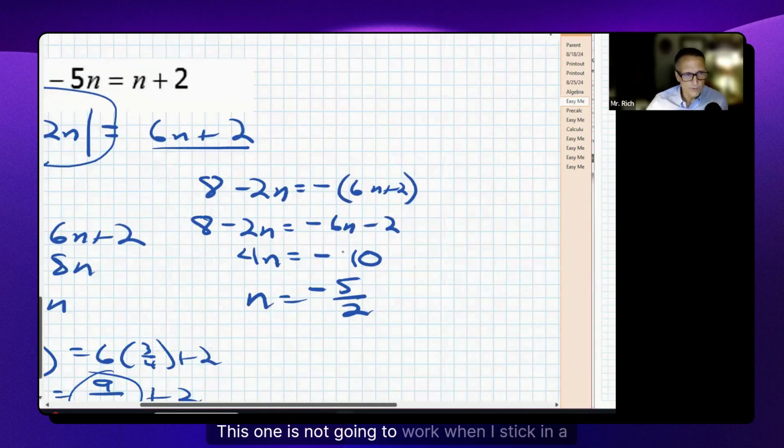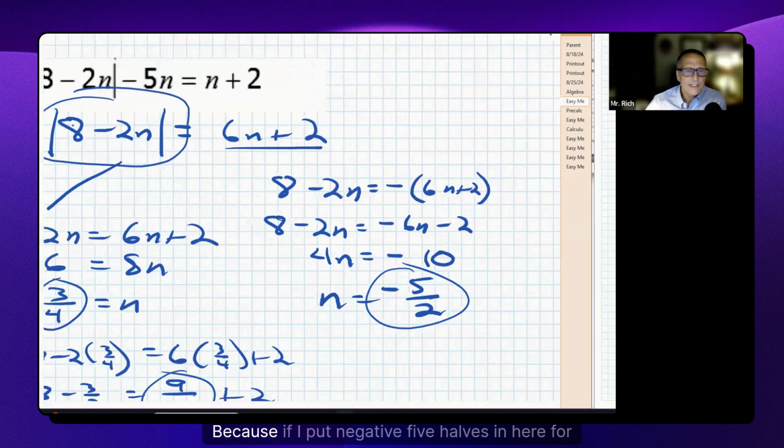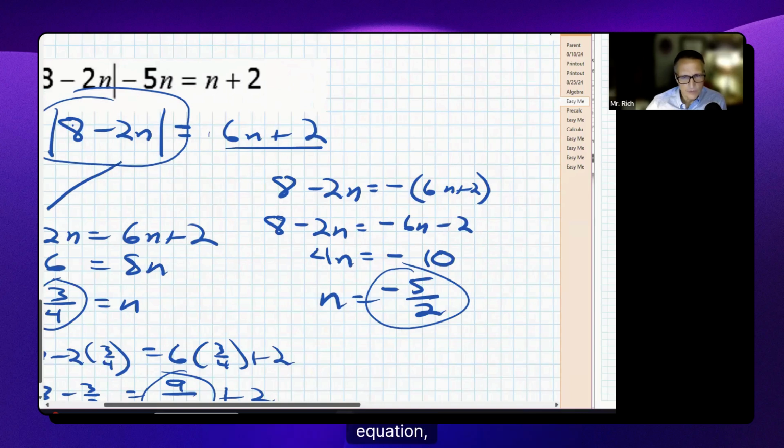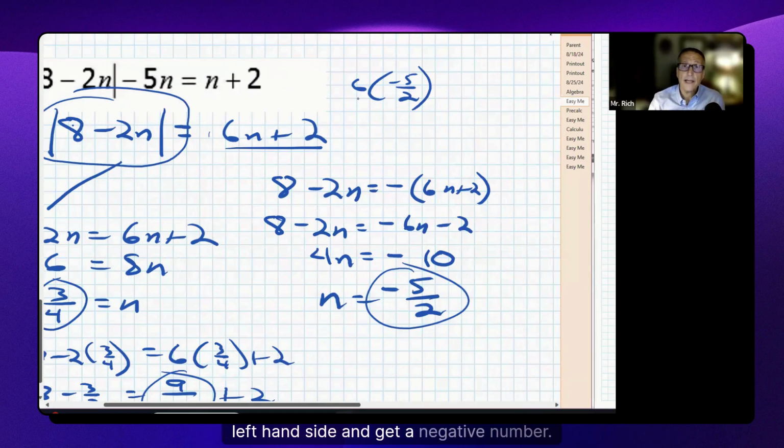Now, let's do this a little bit shorter. This one is not going to work when I stick in a negative 5/2. And here's how I know that. If I put negative 5/2 in for n, that means the right-hand side of this equation is going to be a negative number, right? Because 6 times negative 5 over 2 is negative 15, plus 2 is negative 13. There's no way to take the absolute value on the left-hand side and get a negative number.